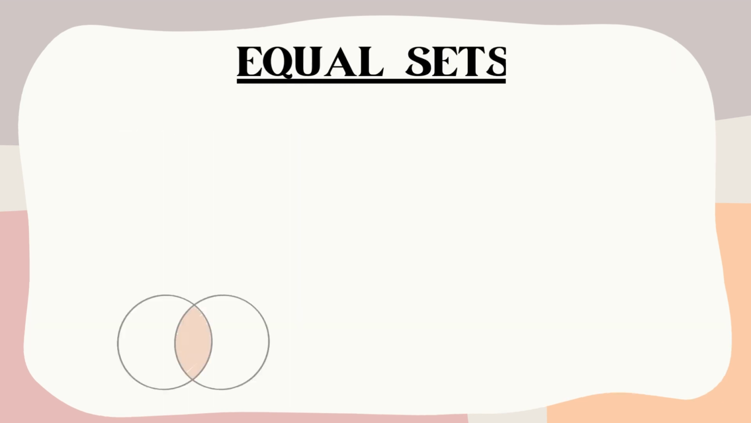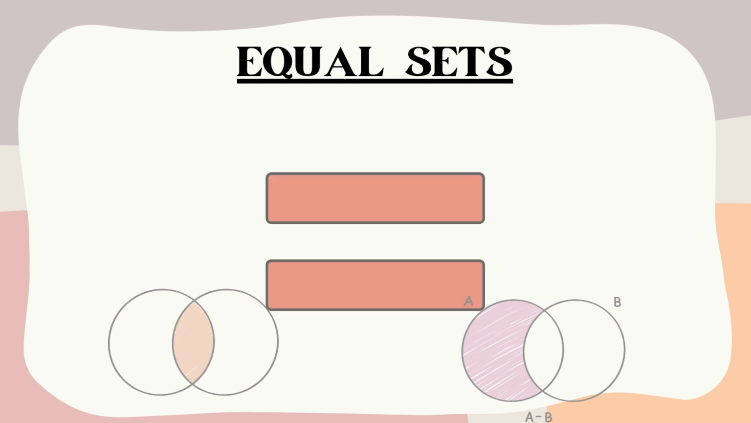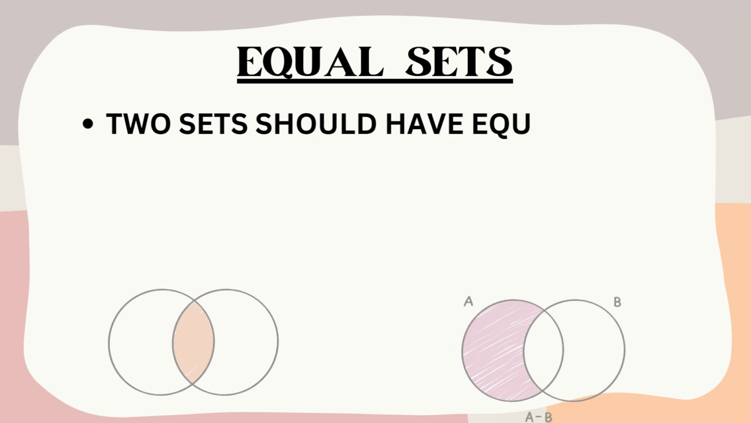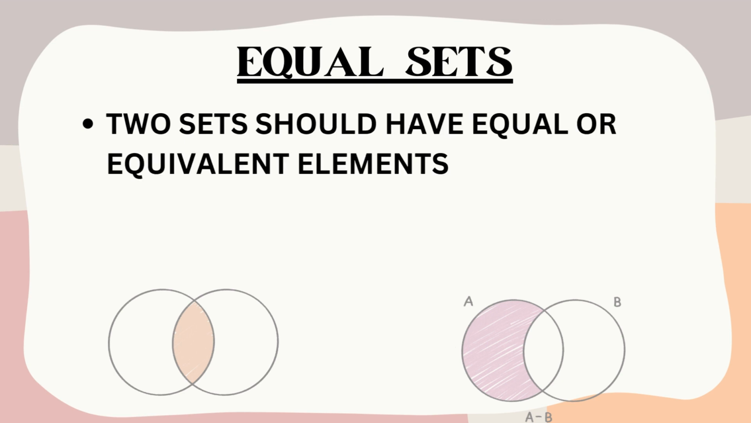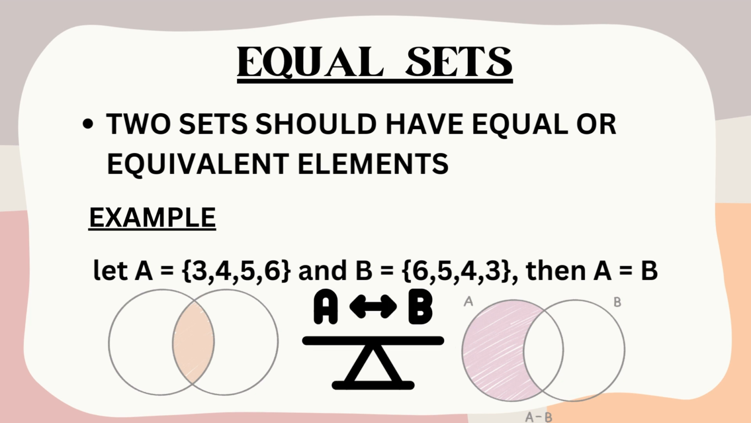To know what equal sets are, it's pretty self-explanatory what equal means. However, by definition or by an example, you should remember that two sets should share equal elements, the same elements. For example, set A has elements 3, 4, 5 and 6, and set B has elements 6, 5, 4 and 3. Even though the order of the elements is different from one another, they are the same. They share the same common elements. Therefore, set A is equal to set B.